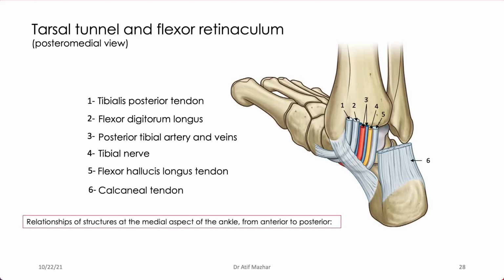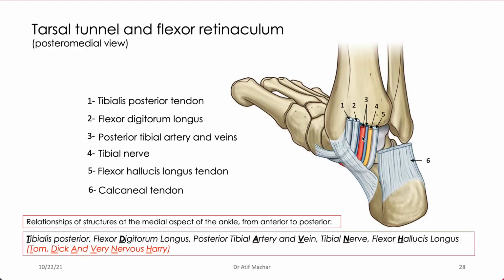So this is the relationship on the medial aspect of my ankle from anterior to posterior, and this is where we can feel the pulsation of my posterior tibial artery. Just like we felt the dorsalis pedis, we feel for the posterior tibial artery at this location. And then there is a mnemonic to memorize these things.